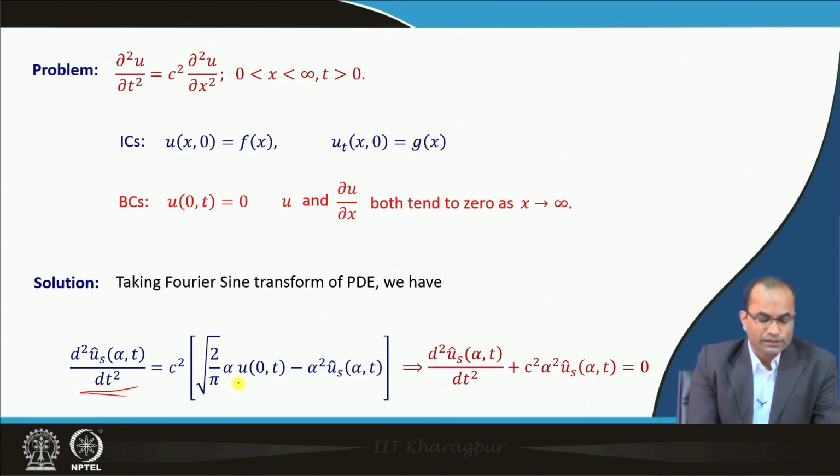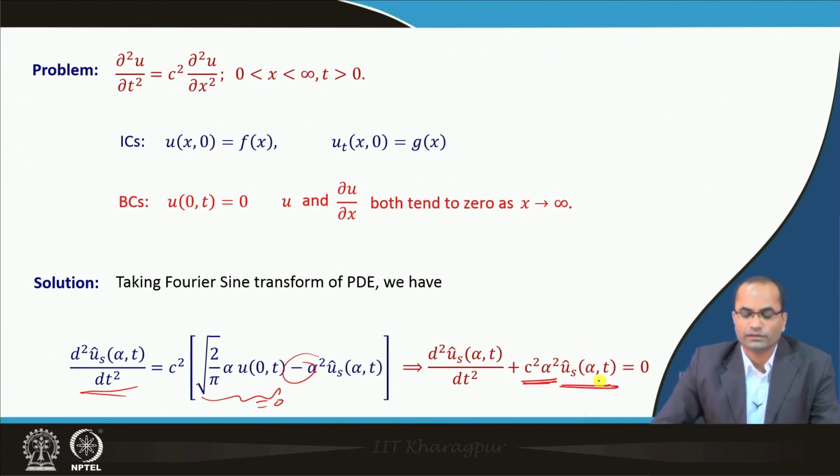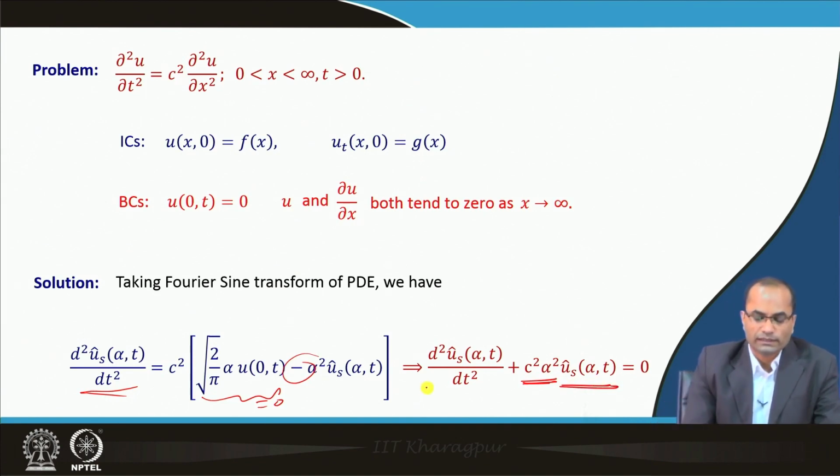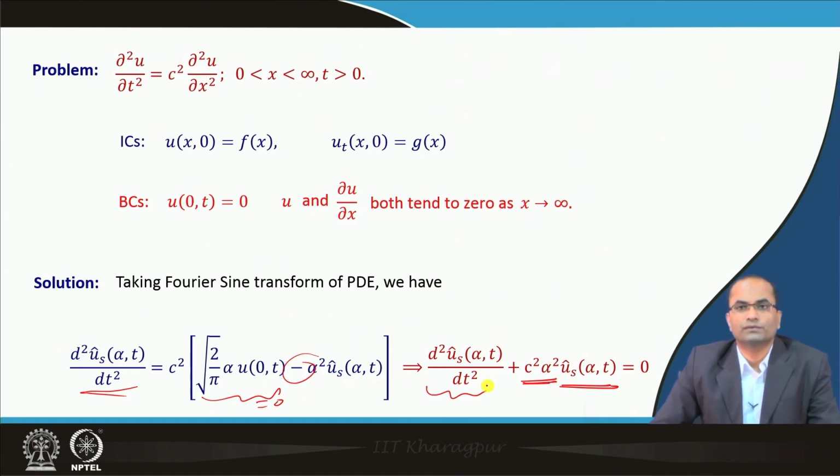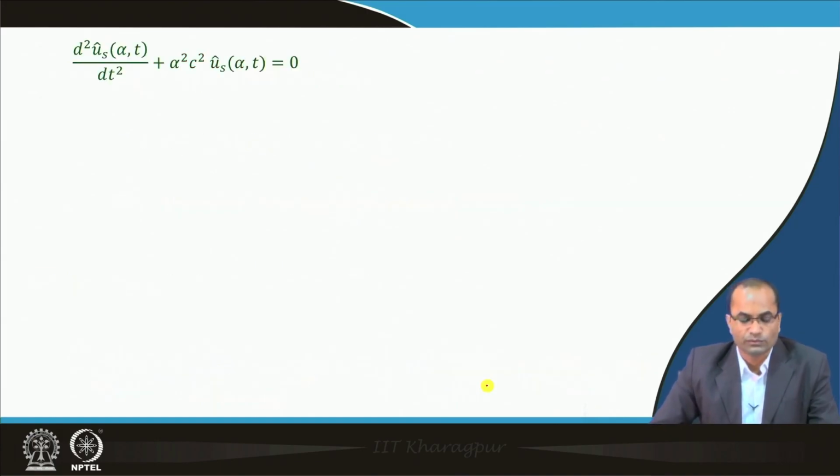So, now this equation is simplified because this is 0 now here. So, we have plus this c square. So, this we can bring to the left hand side. We have c square alpha square and this Fourier sine transform of u, and this is the second derivative of this Fourier sine transform of u.